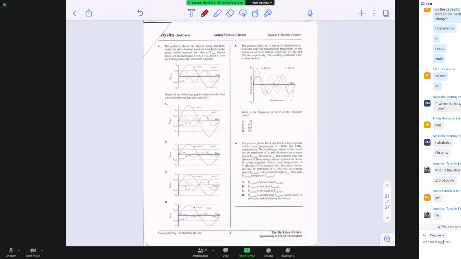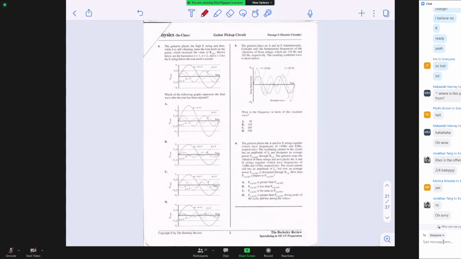So the guitarist plucks the E string and then, while it's vibrating, turns the knob on the guitar, which increases the value of R tone. Shown below are the harmonics N1, N2, and N3 for the E string before the R tone is turned. Which of the following represents the final wave after the R tone has been adjusted? So we got N1, N2, and N3 respectively.